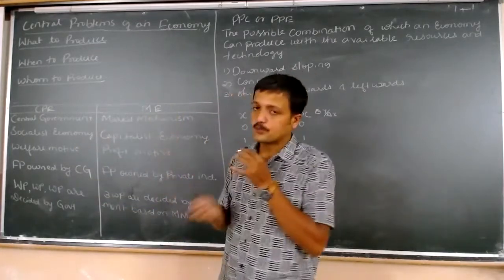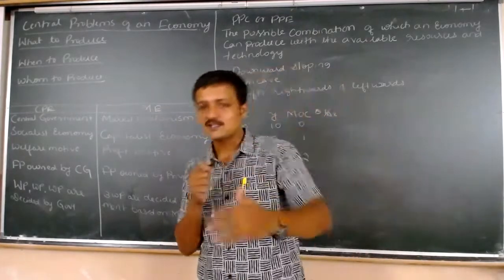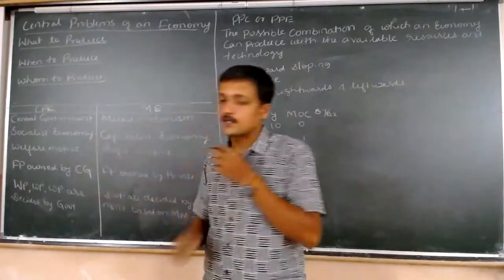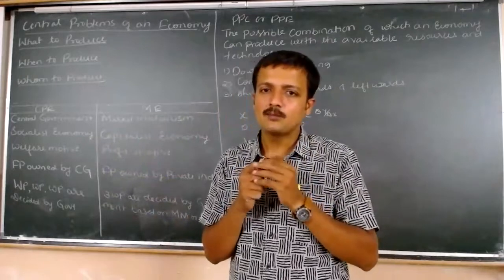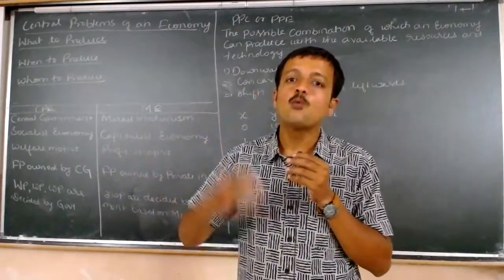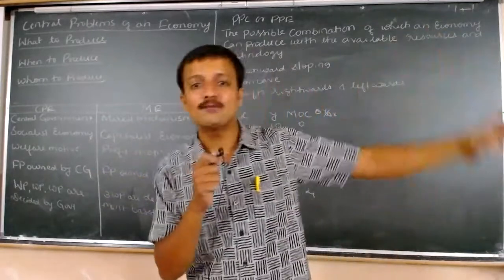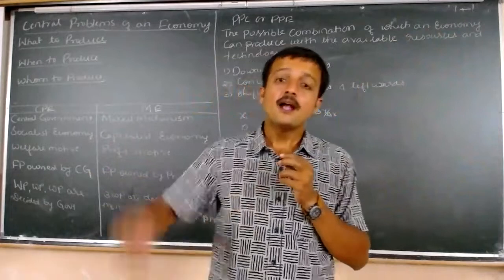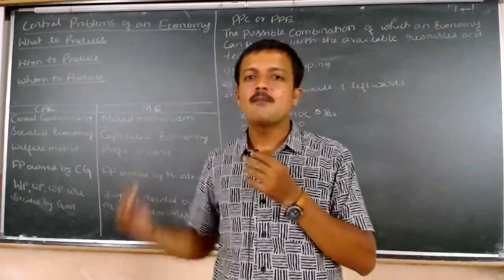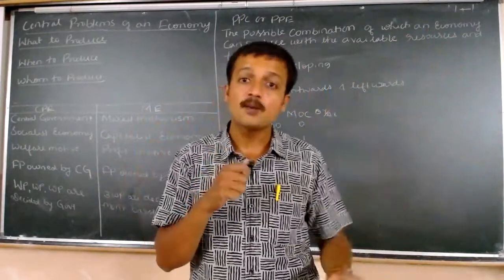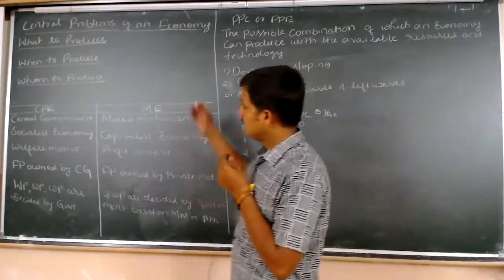Now generally, for what to produce, there are types of economy like centrally planned economy, mixed economy, and the market economy. Generally what happens is, in the centrally planned economy, the government decides what to produce, and generally it produces those goods which lead to welfare of the people. Okay, and in case of market economy, what to produce is decided by the market on the basis of demand and supply and the profit element. Okay, so now let us come to the next one.